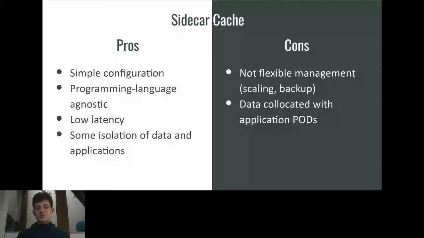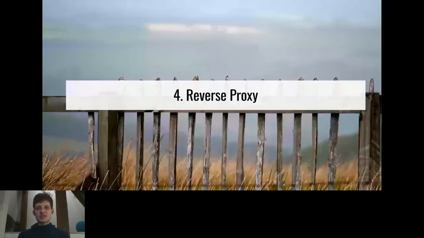The last pattern for today is cache as a reverse proxy, so reverse proxy caching. And reverse proxy caching is something completely different from what we've seen so far. It's different because so far, the application was always aware that such a thing as a cache exists. Now we will put the cache in front of the application, so the application will not even know that there is such a thing as caching. So how are we going to do it?